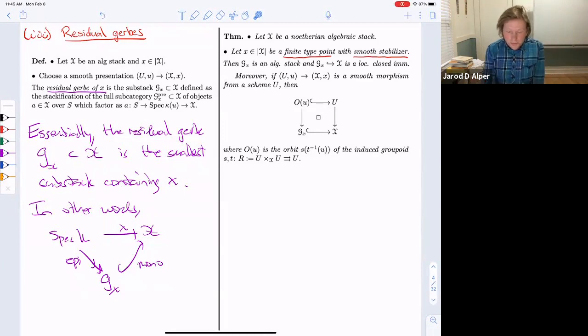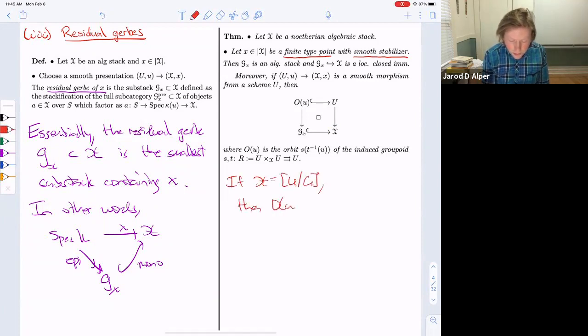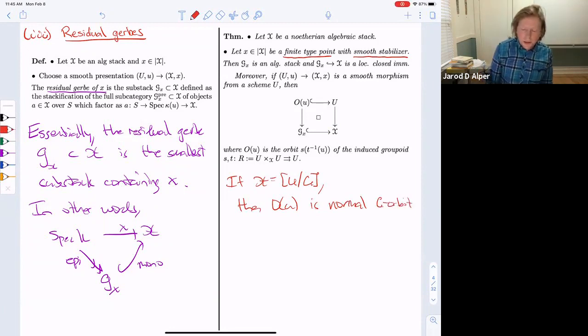And so this residual gerb has the property that if you base change by any smooth presentation, you get the orbit of that point in the induced groupoid. So for instance, if the stack X is a quotient stack, say U mod some group G, then the orbit is the normal orbit of U under the G action. And the fact that the residual gerb is locally closed is just echoing this fact from equivariant geometry, that the orbit of any closed point under an algebraic group action is locally closed.